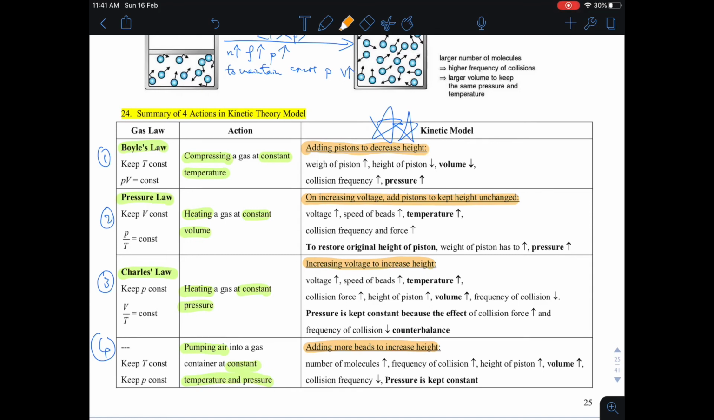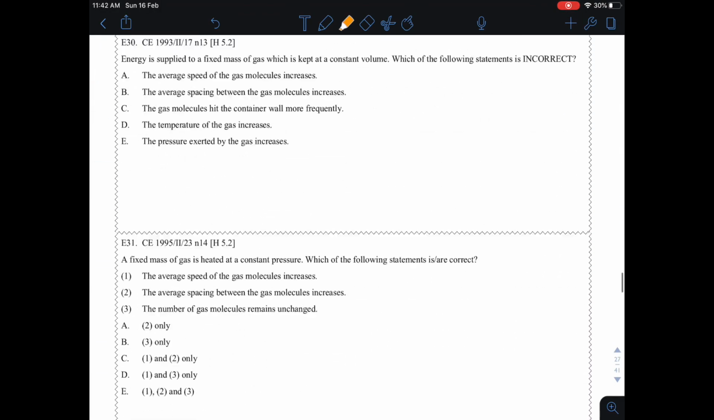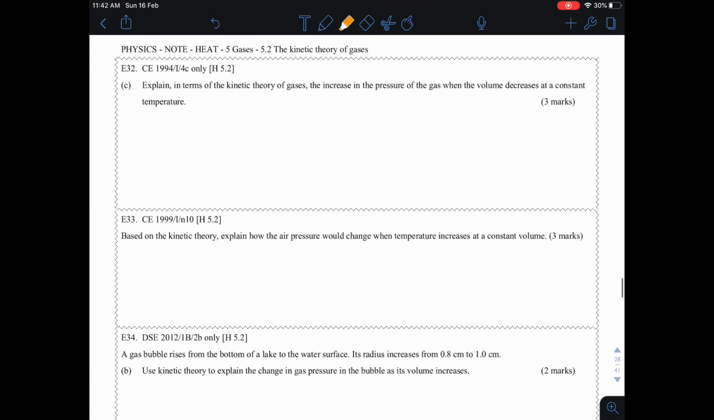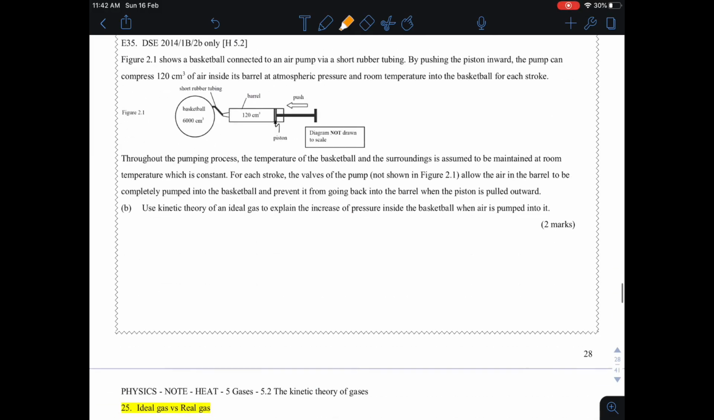Okay, that's it for the kinetic theory model, and also how to explain by using kinetic theory, which is super important. Okay. And I want you to try all the upcoming MC and also some explanation questions. Sometimes the question may be a little bit different so that you cannot copy directly, but you have to use the concept and the wordings to explain. All these four questions are explained by using kinetic theory.